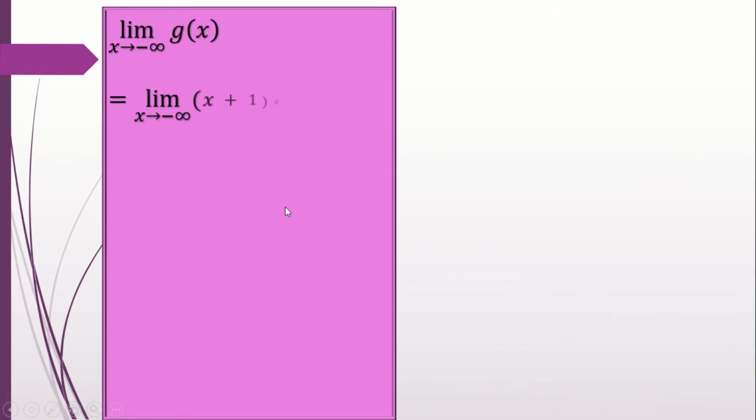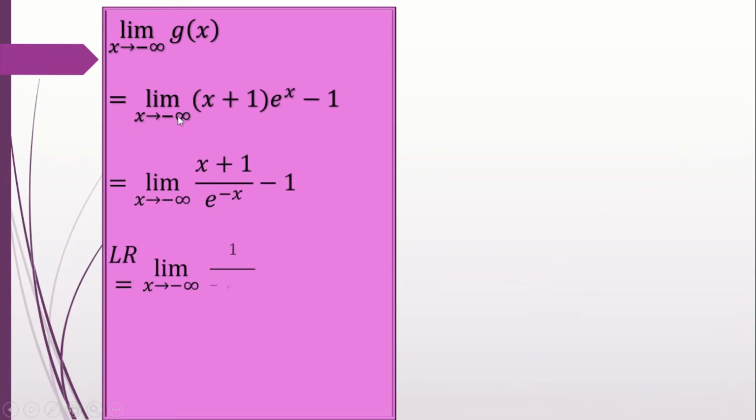The limit of G of x as x tends to minus infinity is the limit at minus infinity of x plus 1 times exponential x minus 1. But here, if you know something, minus infinity times 0 is indeterminate. We can transform this one into a fraction. It's the same as x plus 1 over exponential minus x, minus 1. We just copy it. As you see, we have a fraction. Now we can apply L'Hopital's rule. So it's the limit at minus infinity of the derivative of the numerator, which is the derivative of x plus 1 equals 1, over the derivative of the denominator, which is minus exponential minus x. Minus 1, we just copy it.